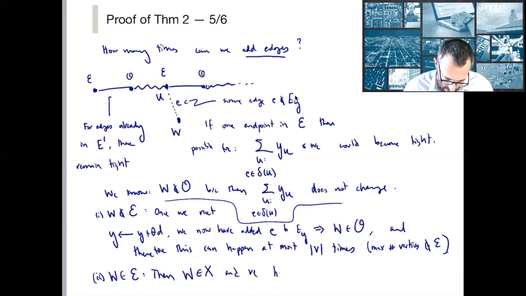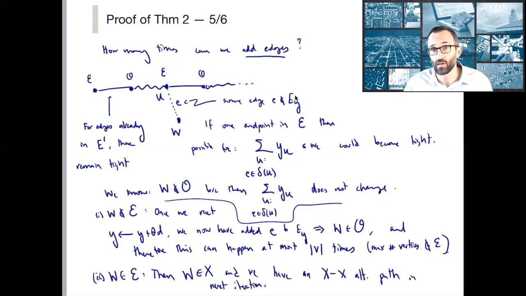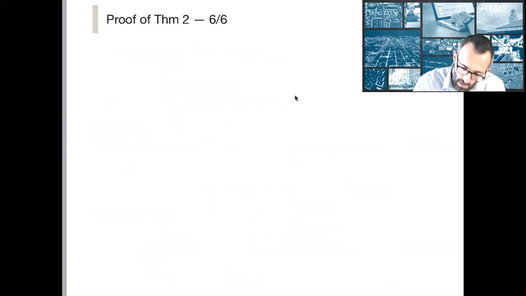And hence we have an X to X alternating path in the next iteration, which means that in the next iteration we will either find an augmenting path, in which case there will have been an augmentation, and this cycle of number of iterations between augmentations ends, or there will be a blossom that has to be contracted. And we've already counted the number of times that we could possibly have a blossom. So what do we conclude?